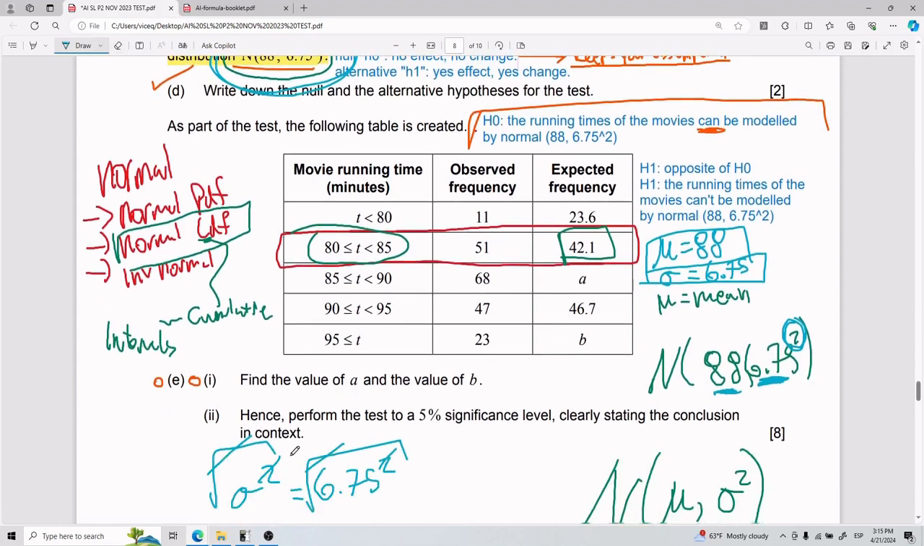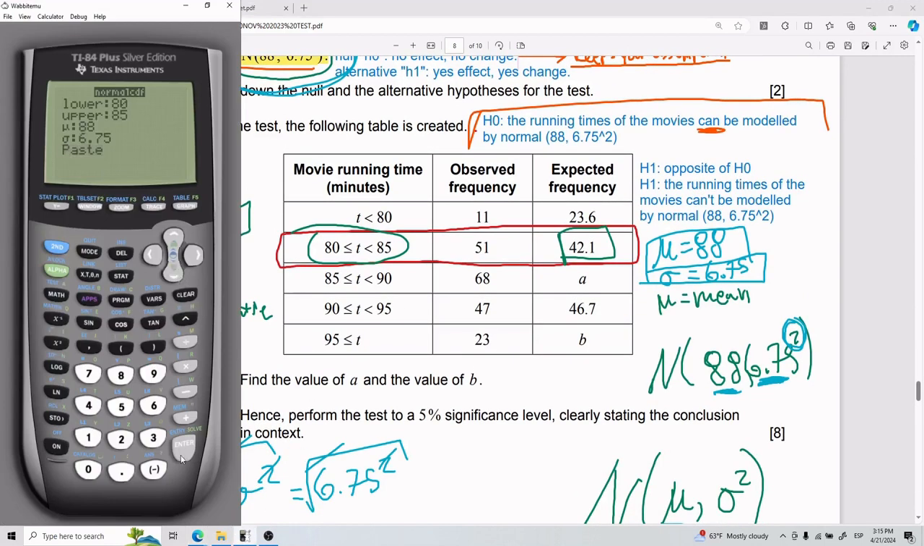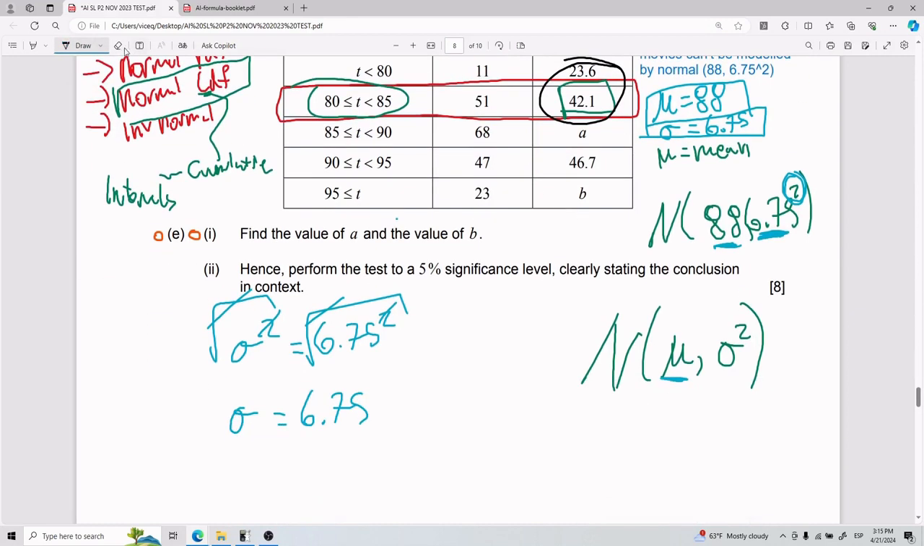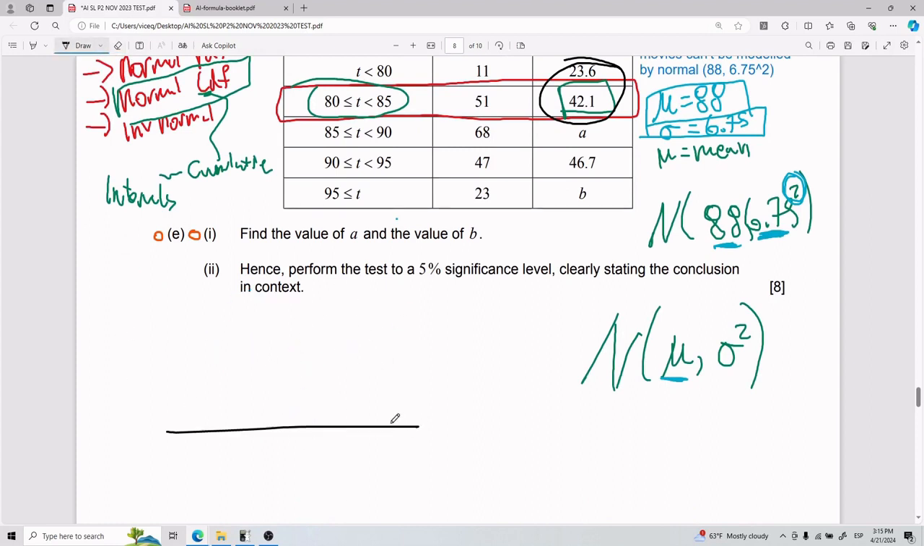See? All right, cool. And so here I can press paste once I fill in all of my information, and boom, I get 0.21. Now you guys might be thinking 0.21 sounds nothing like 42.1. But what did I just do? What I just did is that I went to my calculator and I said, I have a normal distribution that has a mean of 88 and a standard deviation of 6.75. So from here it would be a mean plus a standard deviation, and from here it would be a mean minus a standard deviation. So your normal distribution looks like stuff like this.